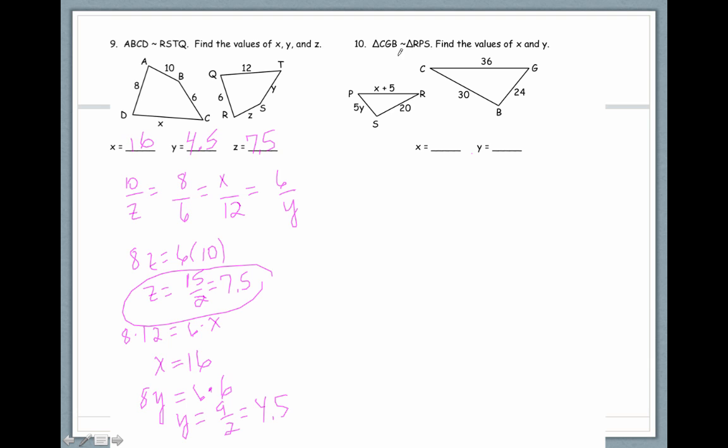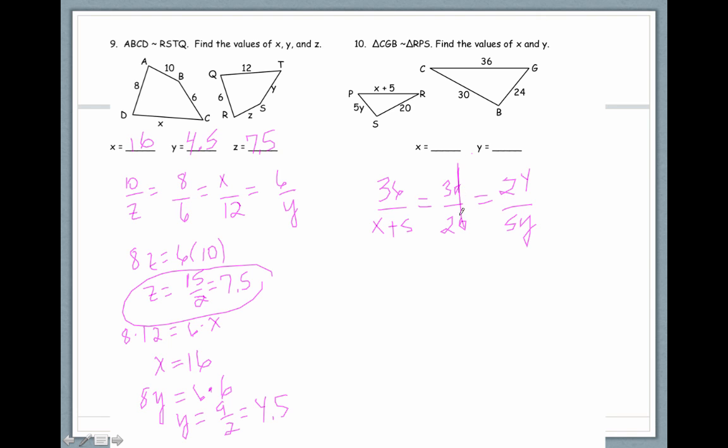Okay, so now we're given that CGB is similar to RPS, and we want to find the values of X and Y. So we know that CG, 36, over RP, X plus 5, equals CB, 30, over RS, 20, equals BG, 24, over PS, 5Y.